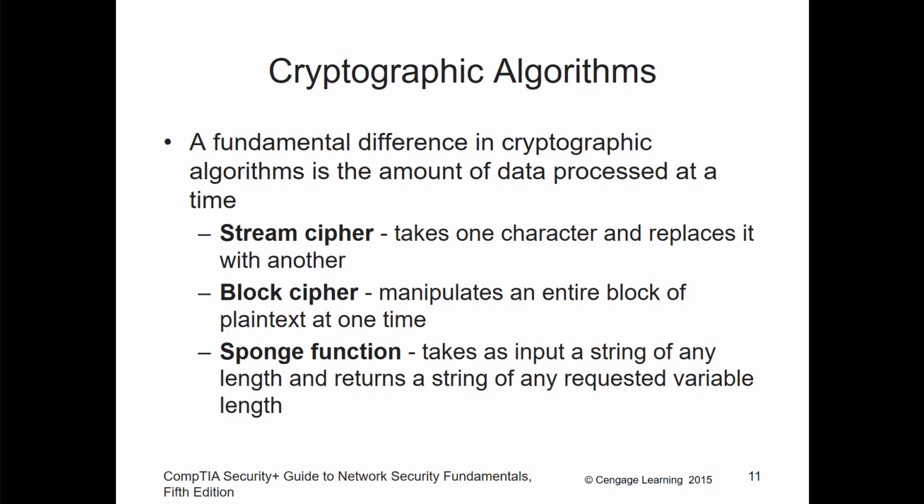Stream ciphers take one character and replace it with another. Block ciphers will manipulate the entire block of plain text at one time. And a sponge function will take as input a string of any length and return a string of a requested variable length. So let's say I want to take a string of 20 characters and I want to break it down into 25 characters. A sponge function will do that.